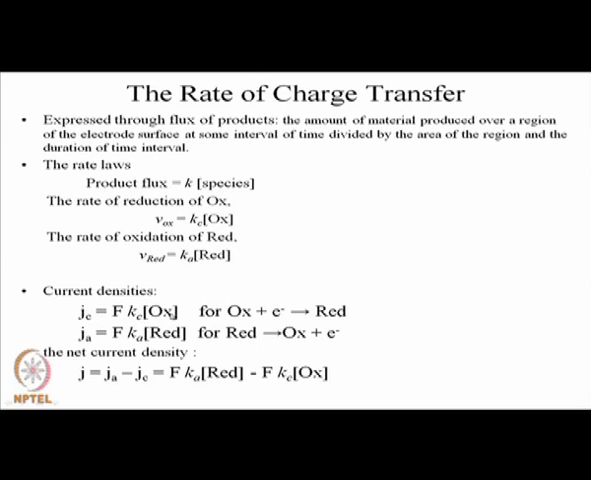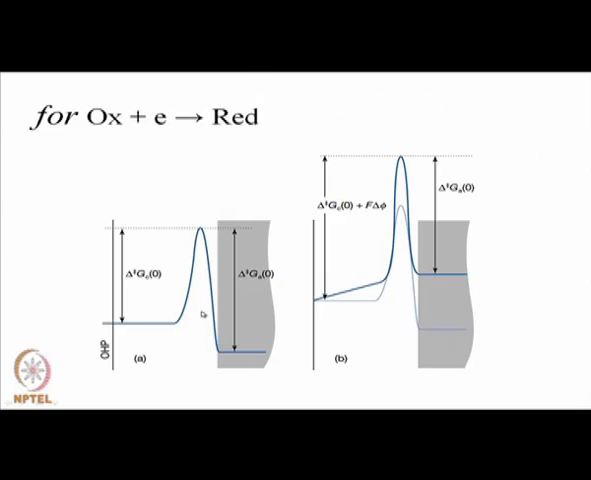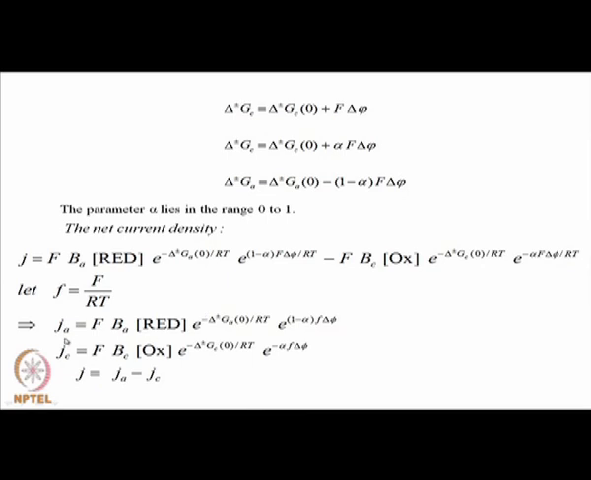Okay. So, current density JA is this for your anodic, and for your cathodic is this. So, the net current density is the difference, JA minus JC. Okay. So, you just take the difference between these two, you will be getting the net current. Okay.